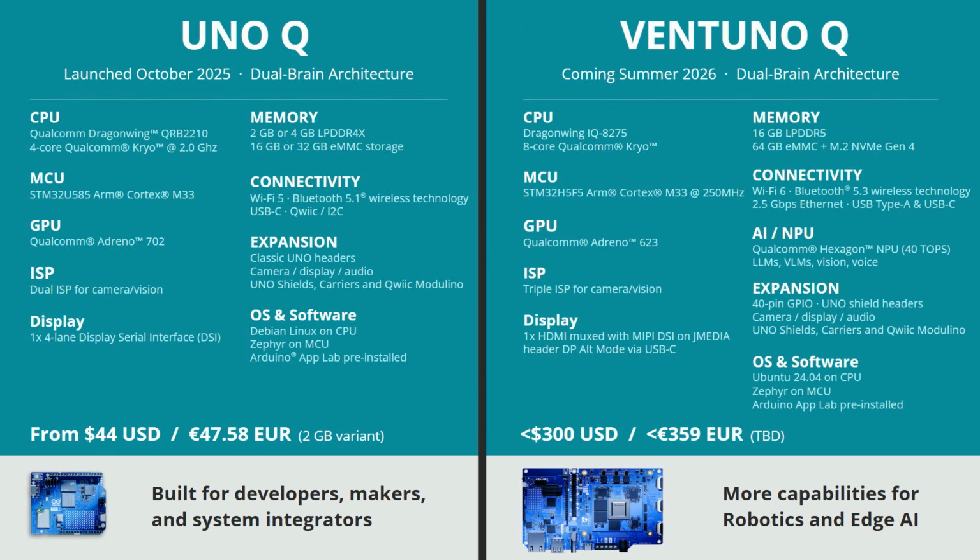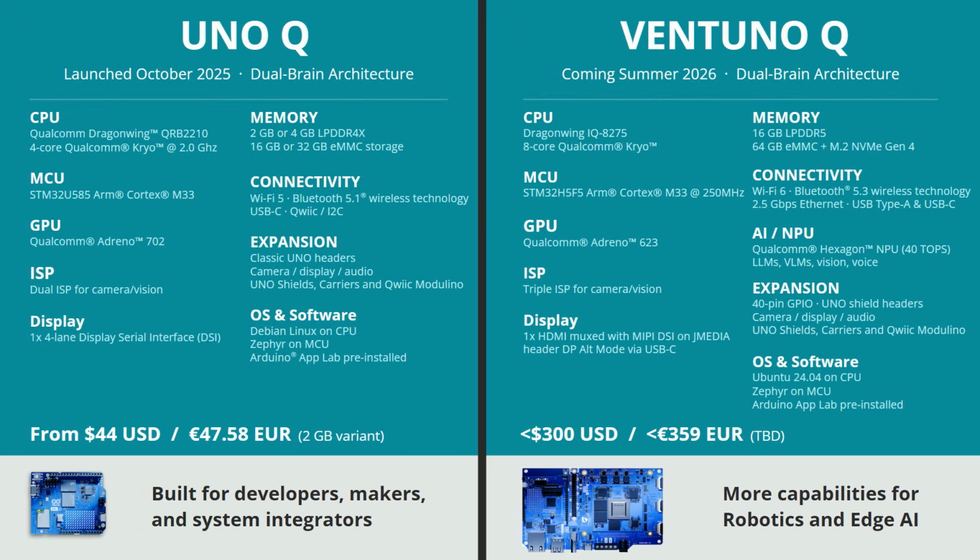You have a DSI display interface for the Uno Q, but the VENTUNO Q gives you not just the DSI interface, it also has an HDMI connector, and you can use DisplayPort over USB Type-C. You can run up to 2 concurrent displays at a time on a VENTUNO Q. And for those that are in the audience, we actually have a demo of that running in the next room that we'll be showing later.